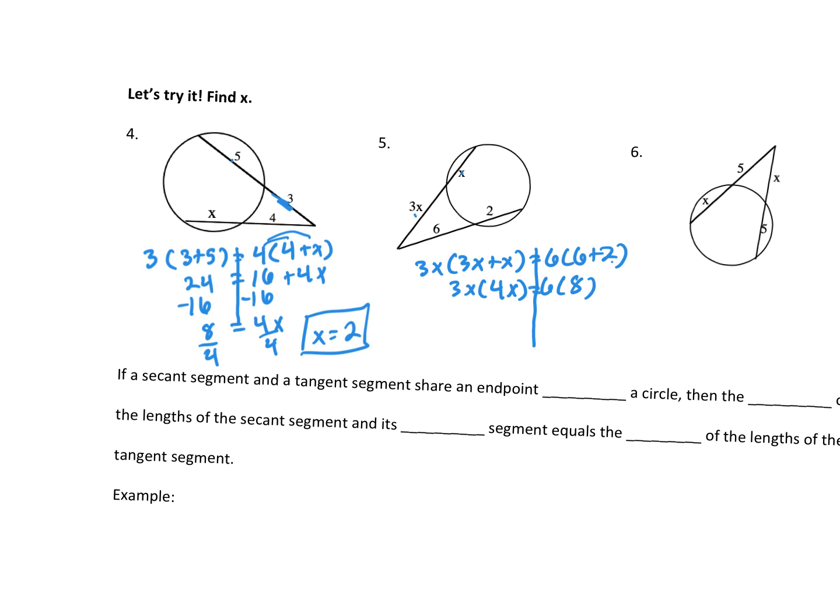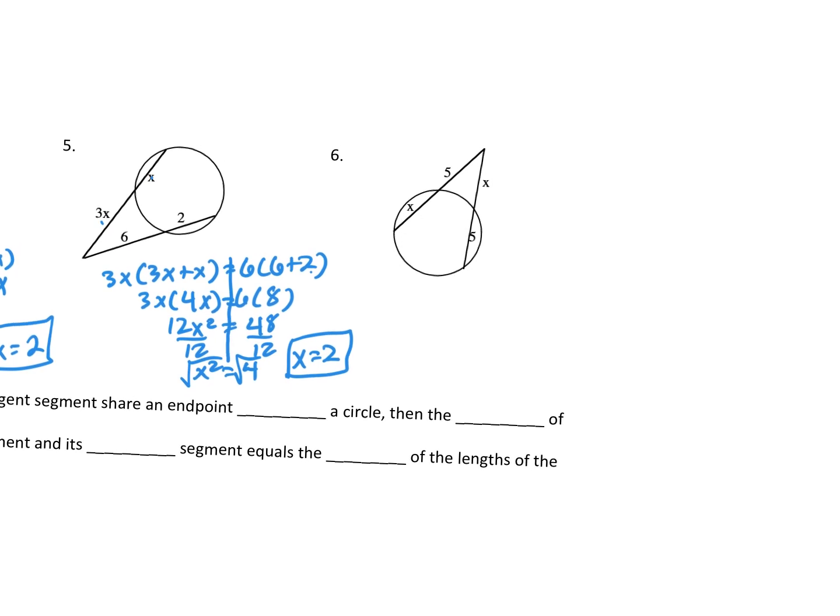3 times 4 is 12, x times x is x squared. 6 times 8 is 48. Divide both sides by 12. X squared is then equal to 4. If I square root that, to get rid of the x squared, x is then also 2.